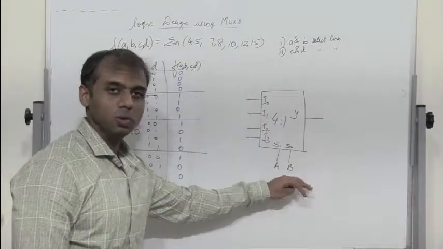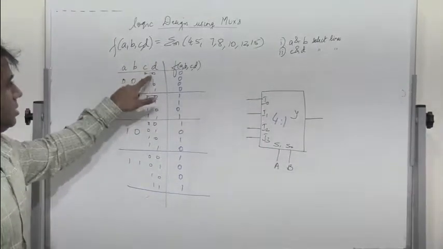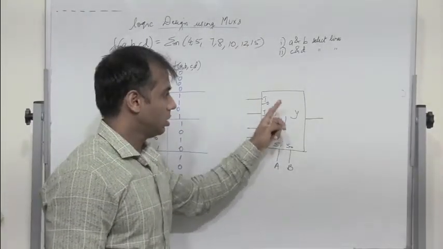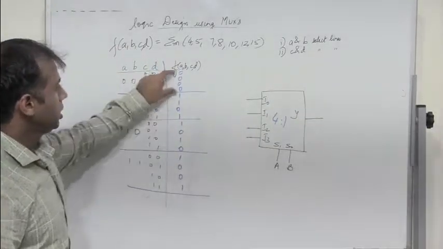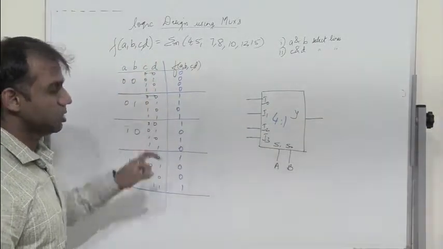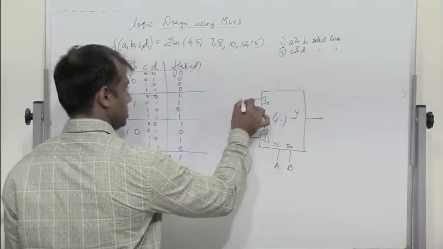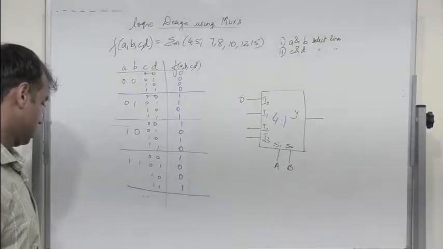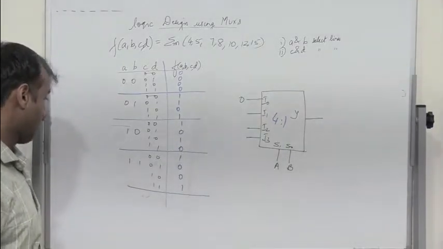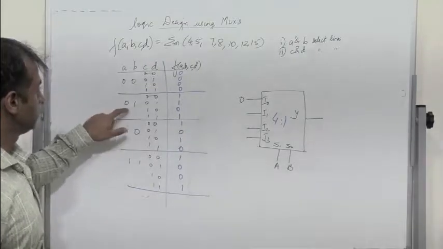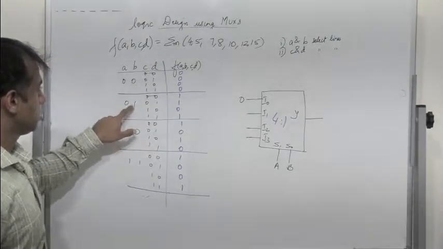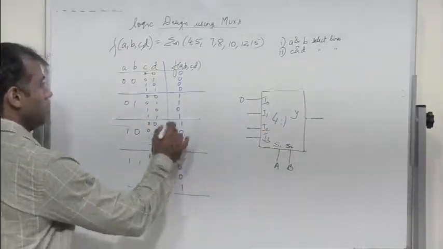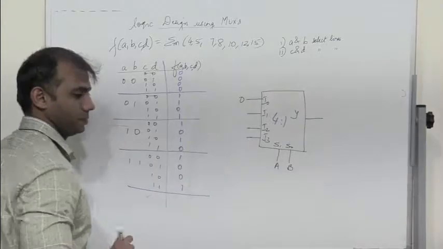Now when AB is 0, 0, for CD of 0, 0, 0, 1, 1, 0, 1, 1, we know that I naught is connected to the output, but we observe that it is 0 for all the 4 combinations of C and D, so I connect 0 here. Next, AB is 0, 1, so I1 gets connected to the output. We find that the output is 1, 1, 0, 1.